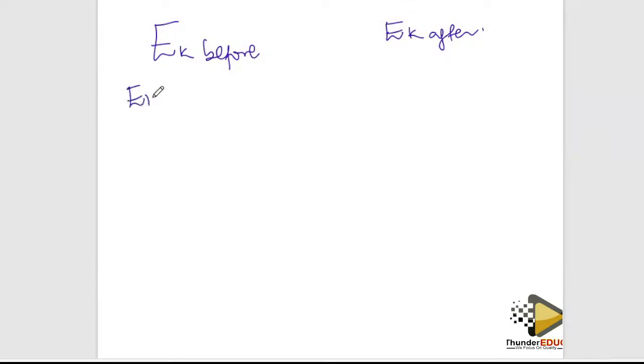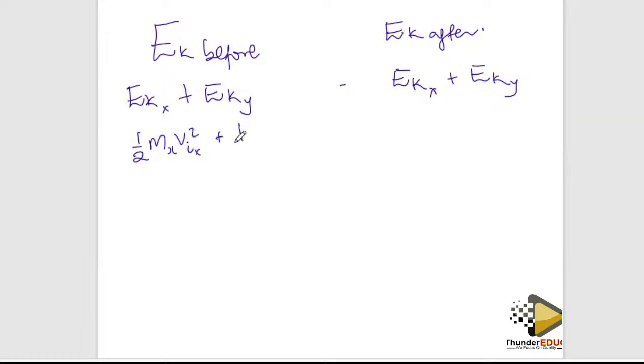So we're going to say the EK before of x plus the EK before of y. This is the EK before or EK after of x, and then the EK after of y. So that's a half the mass of x, the v initial of x squared, and then a half the mass of y, the v initial of y squared. Let me do the substitution.